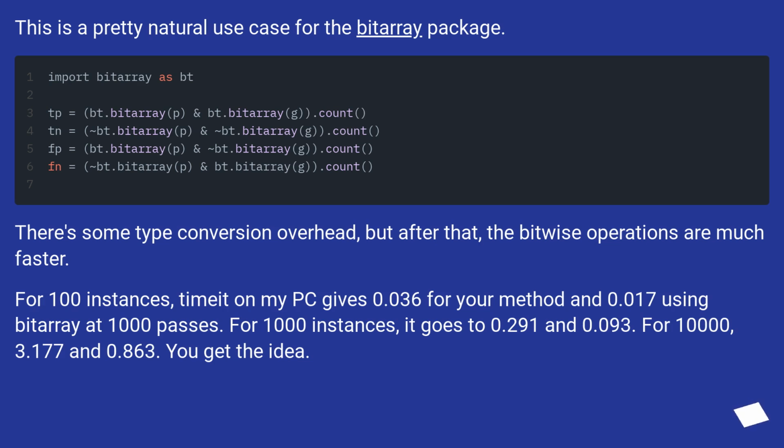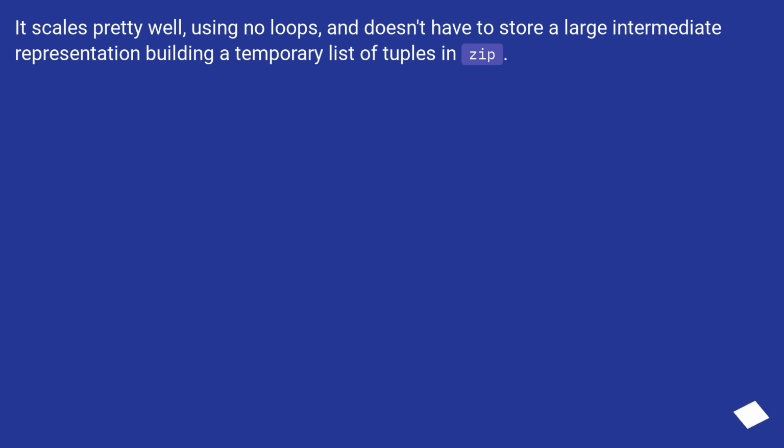For 10,000, 3.177 and 0.863. You get the idea. It scales pretty well, using no loops, and doesn't have to store a large intermediate representation, building a temporary list of tuples in zip.